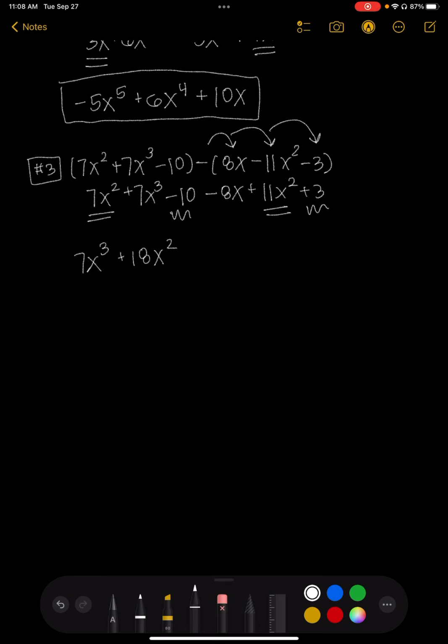The next highest exponent is just x, which is that negative 8x. There were no other like terms, so I'm just going to rewrite that. And then the last one is something without any x's, which is negative 10 and 3. So when we combine those, it's negative 10 plus 3, which is negative 7. And that's our answer.